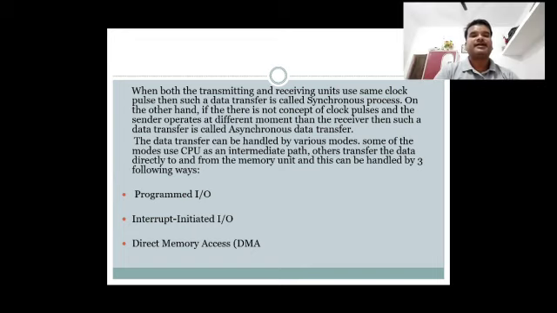The data transfer can be handled by various modes. Some of the modes use the CPU as an intermediate path. Others transfer the data directly to and from the memory unit, and this can be handled in three following ways. First, programmed I/O, which means programmed input output. Then interrupt initiated input output. The third is DMA, or direct memory access.